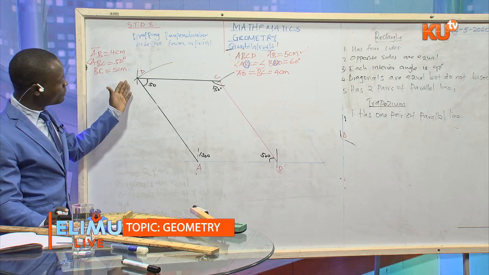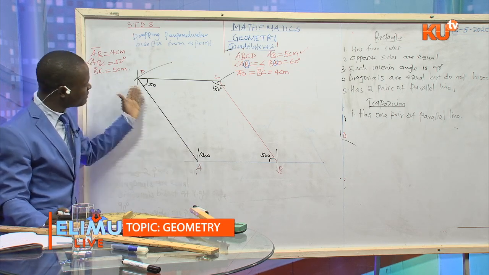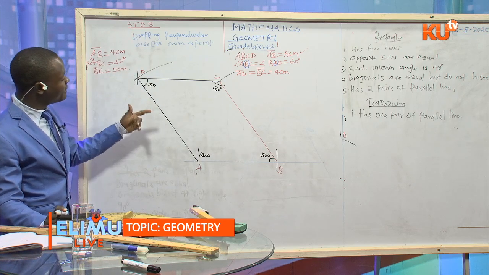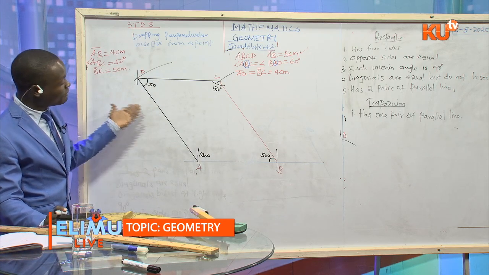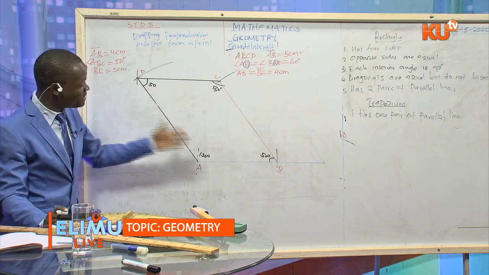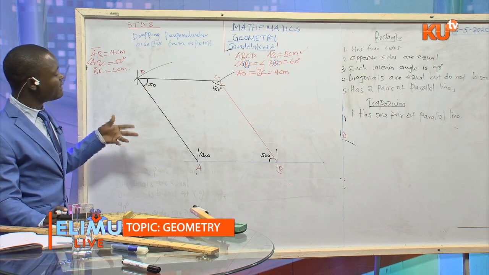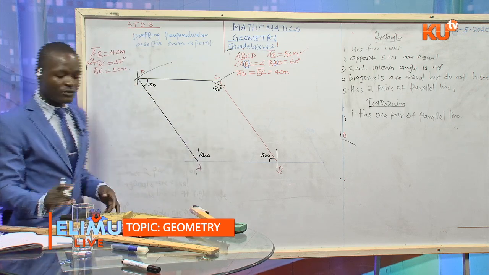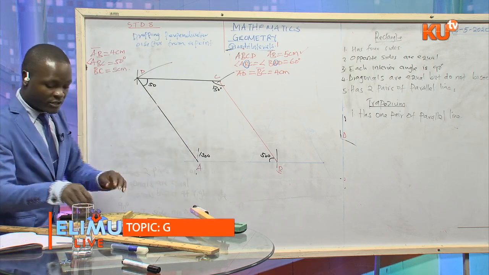So after you have measured DB, because that is the longer diagonal, then you read the question, because you will find that the question is probably asking for half the diagonal. So that means that after finding line DB, you're supposed to divide by 2 in order to get your answer.